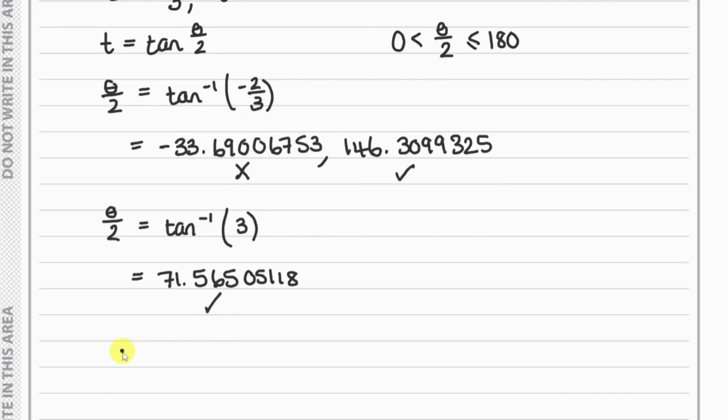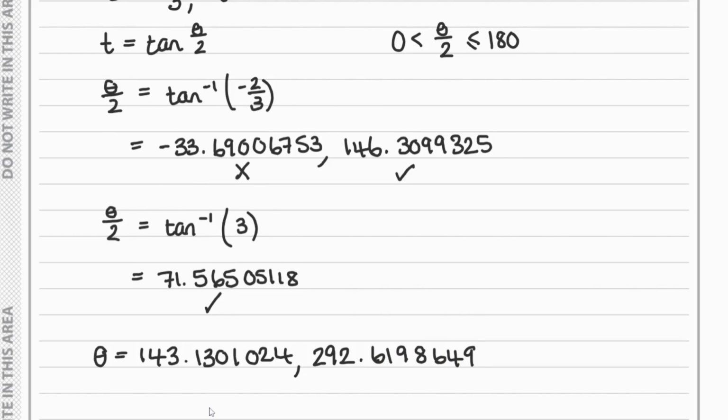So now what I'm going to do is try and find theta. We know theta over 2 is equal to 71.565, and so on, or 146.3099, and so on. So I'm going to double both of those values. I'm going to put them in ascending order. So doubling the 71.5650518, I get 143.13011024. Doubling the 146 answer, I get 292.6198649.